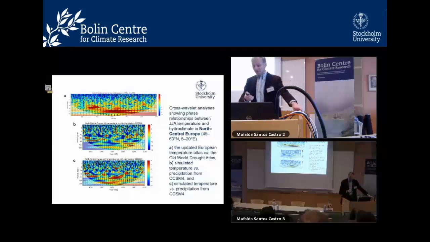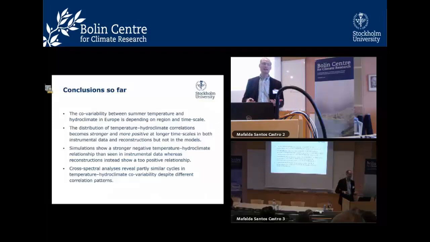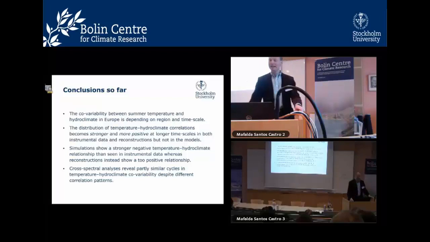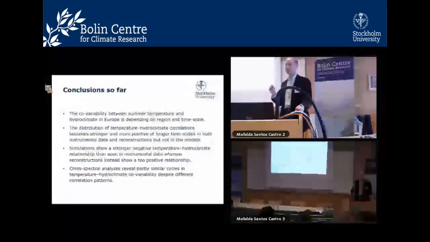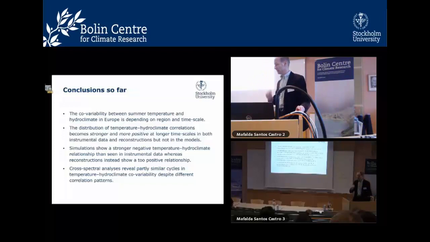And the conclusion so far from this is that, of course, the covariability between summer temperature and summer drought indeed changes with timescale, and it also looks different in different parts of Europe. That we could expect. What is more interesting is that the distribution of the correlations between temperature and hydroclimate becomes much stronger and much more positive at longer timescales, both in instrumental data and in reconstructions, but not in the models. That's an important difference.